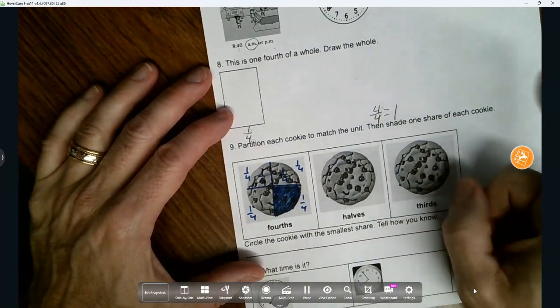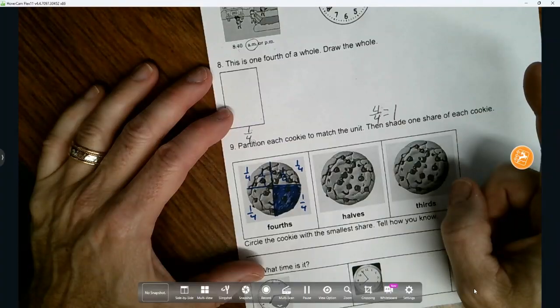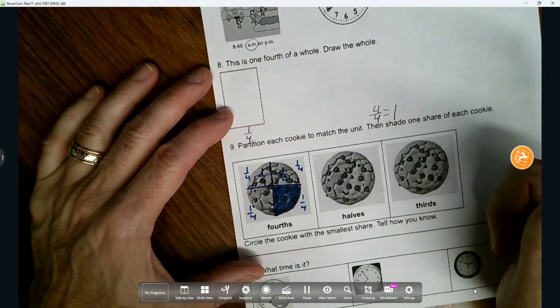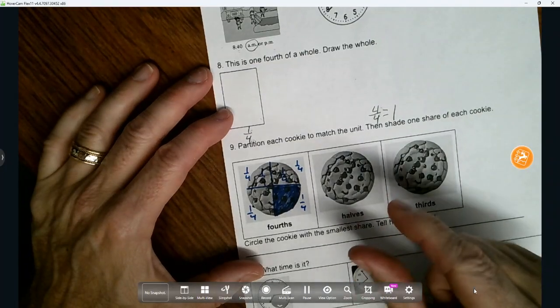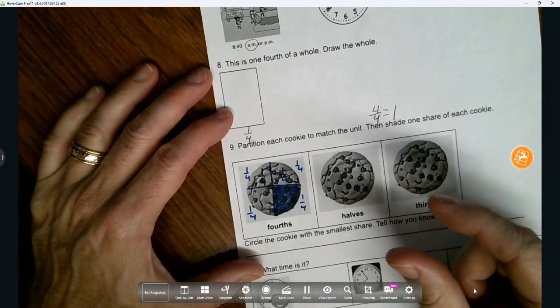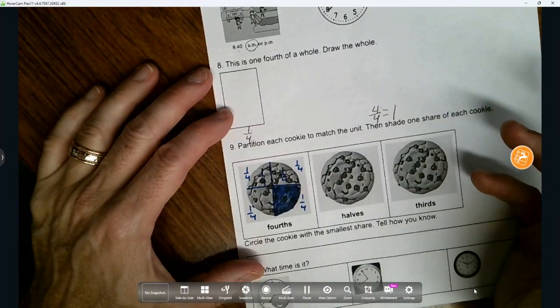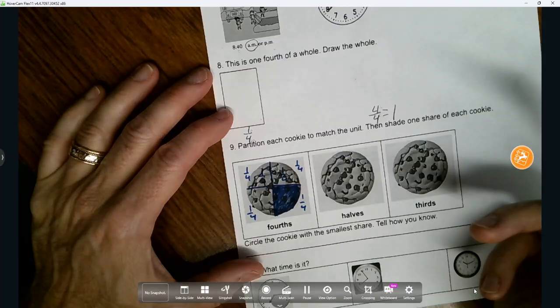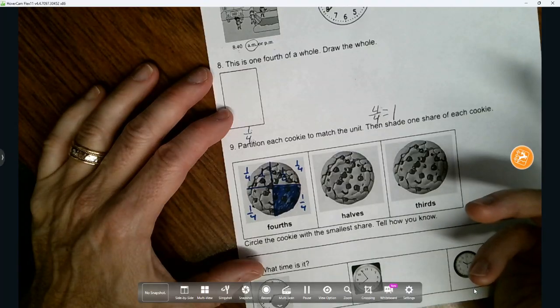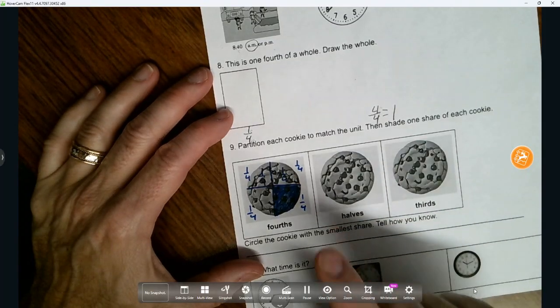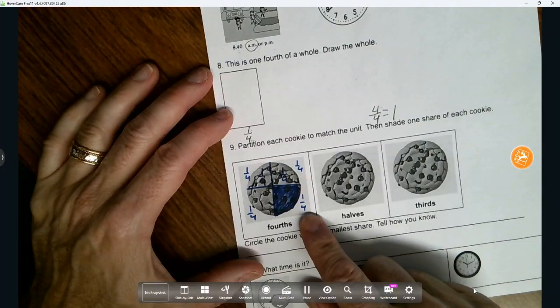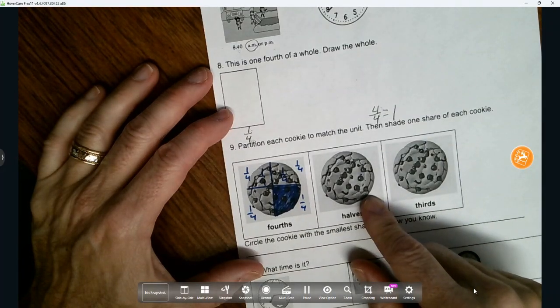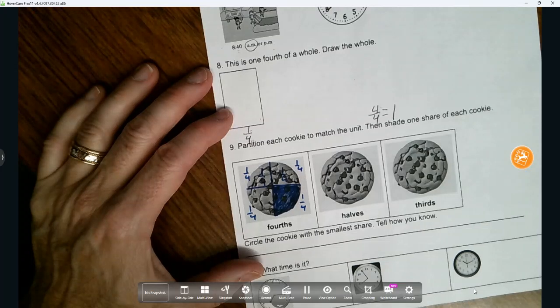So if you have 1 whole cookie, the biggest piece would be what you want to have the most, right? That would fill you up. The smallest share would be the smallest piece, which is the piece that we're still happy to get because we're always happy to get some cookie. But if we had a choice, we'd rather have a bigger piece. So you have 1/4 here, 1/2 here, 1/3 here.